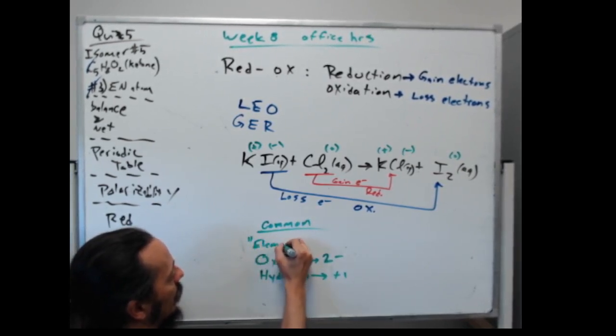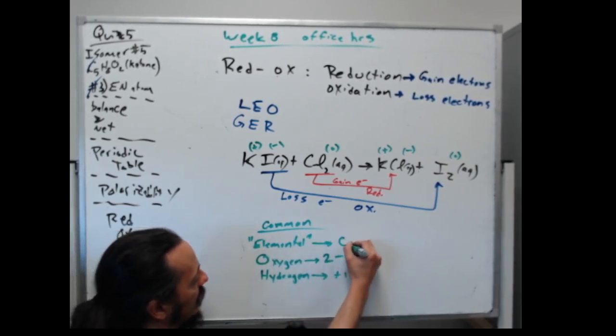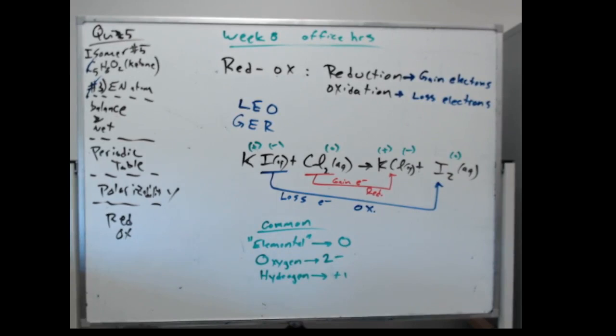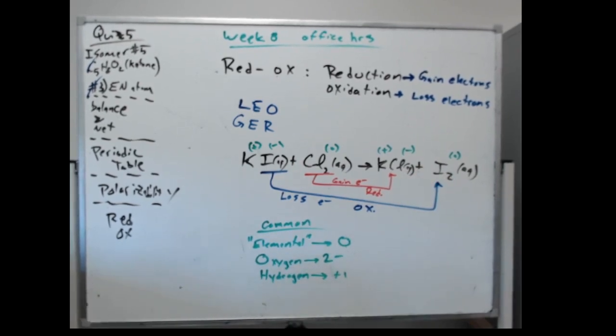Our elemental state is a 0 charge. So that is any of our metals by itself: magnesium metal by itself, iron metal by itself, aluminum metal by itself, any of our diatomic gases in pairs. So our Cl2, our I2, Br2, F2, all of those are zeros.